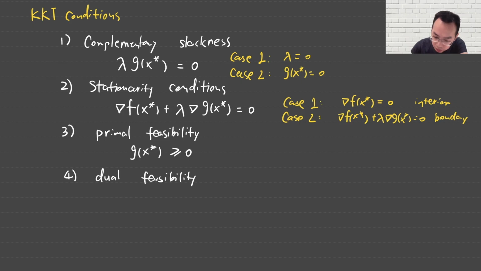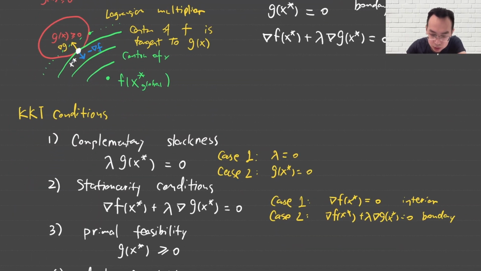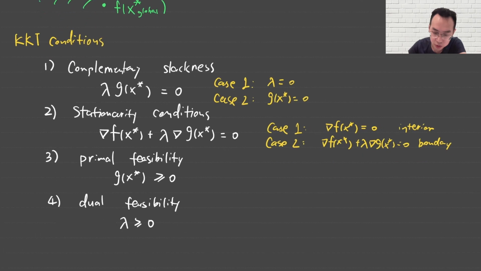In here, we'll have lambda greater or equal to zero. For the first one, you can actually see it from this 2D picture, because in this particular problem the negative gradient is pointing in this direction, and the gradient of g is pointing in the other direction. So when we combine them together, this means that lambda is greater or equal to zero. So that's the fourth condition for the KKT.